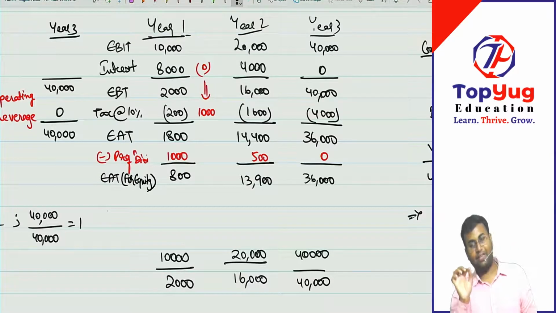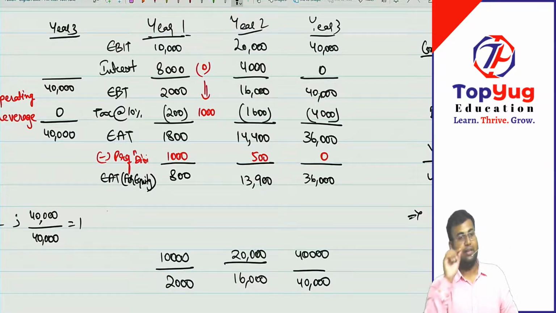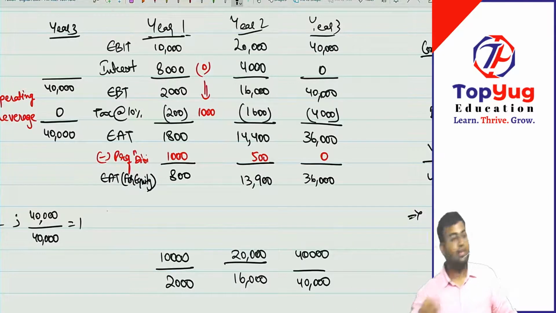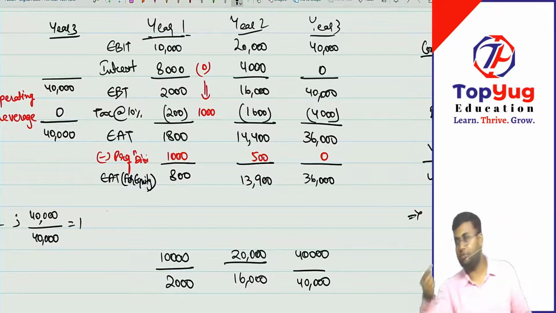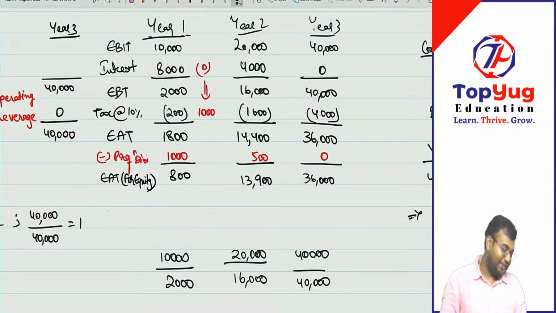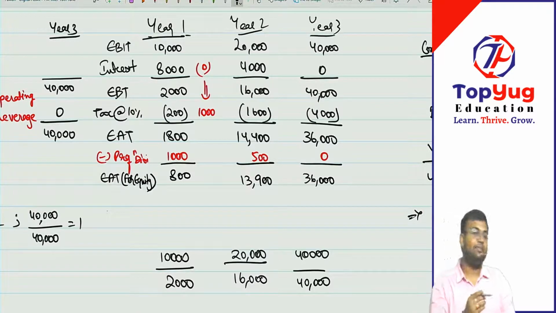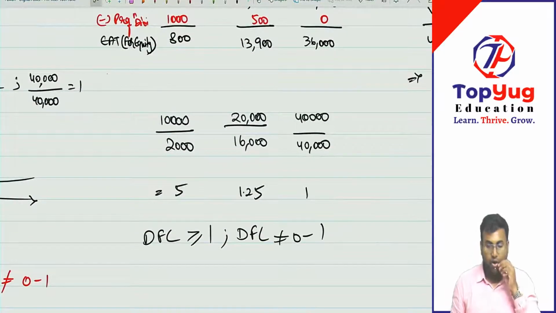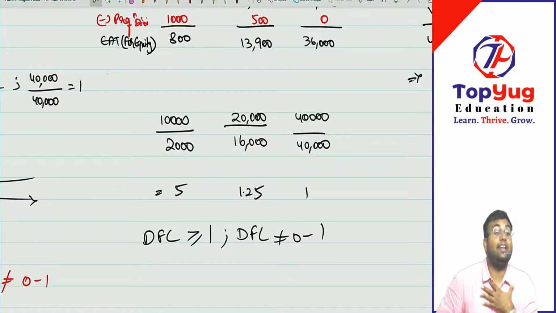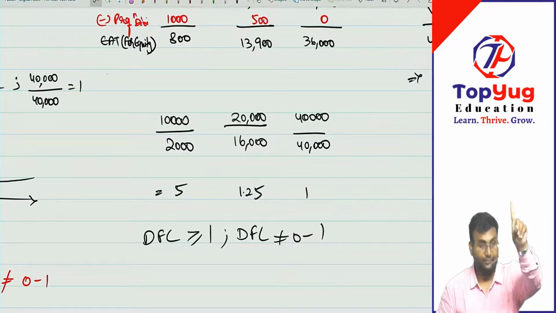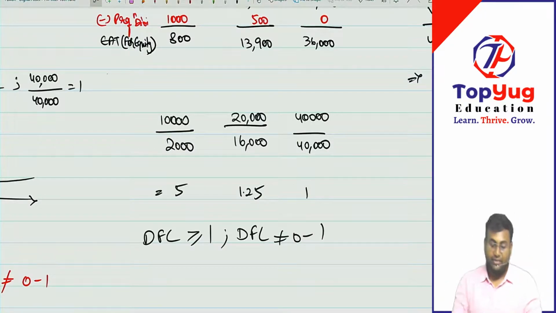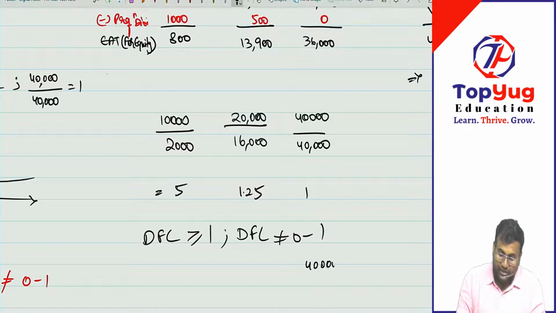The degree of financial leverage definition says it is the measurement of risk involved because of finance cost. Correct? There is no finance cost. Obviously, there is no risk involved. So you will say, sir, mathematically it is not coming to 1. Conceptually, we all agree that it should be 1. Mathematically, it is not coming to 1, sir. 40,000 divided by 36,000 is not 1.